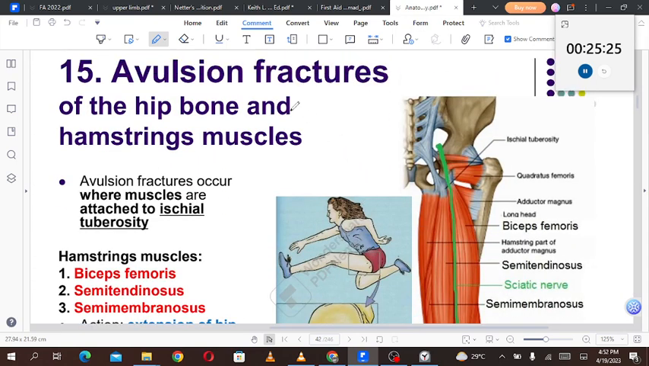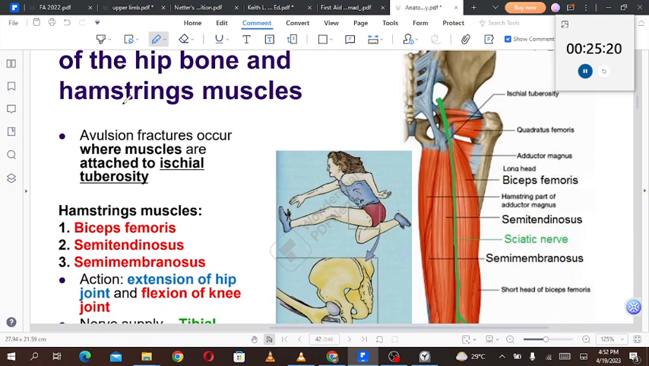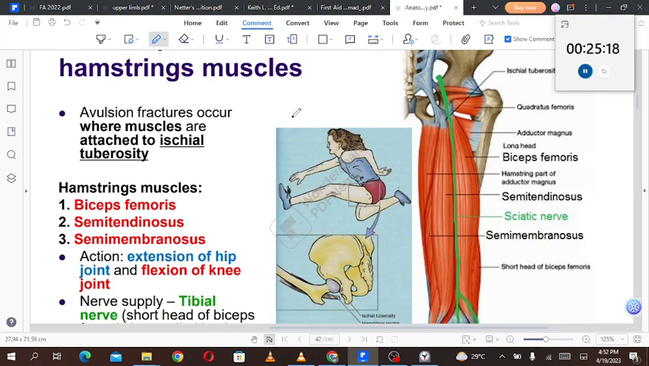Then point number 15 is about avulsion fractures of the hip bone. Okay, so hip bone and the hamstring muscles. So what happens there? Avulsion fractures occur when the muscles attached to the ischial tuberosity pull.